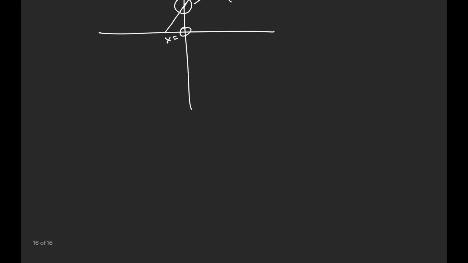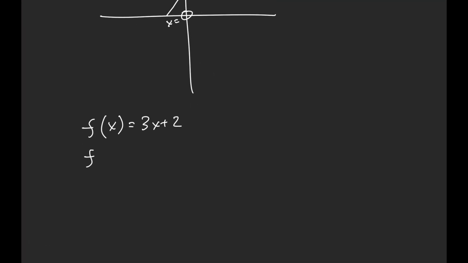And now it's just a matter of solving for y. How do we do this? We're going to plug it back into our formula. So f of x is 3x plus 2. Now let's plug in a 0. F of 0 is equal to 0 plus 2 is equal to 2.